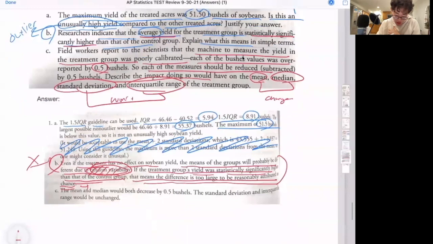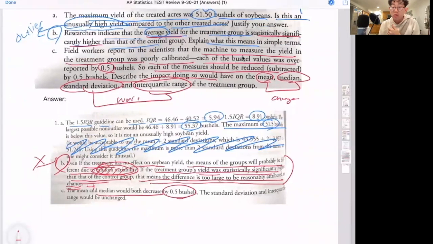That's what I'm looking for. So the mean and median would both decrease by 0.5. They tell you what is going to happen, and exactly by how much. They didn't really tell me why, which I really don't like. Just tell me a little sentence as to why that would be. That's because all the values decrease by 0.5.